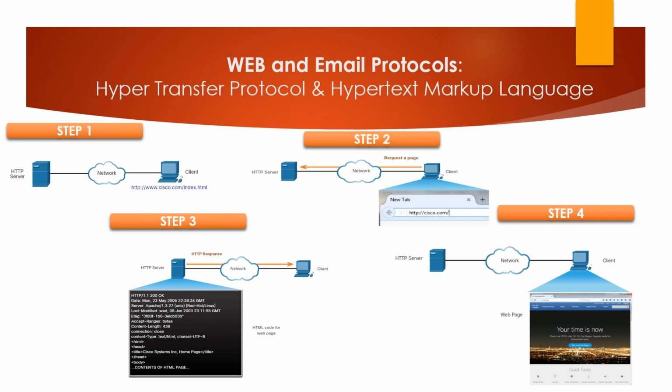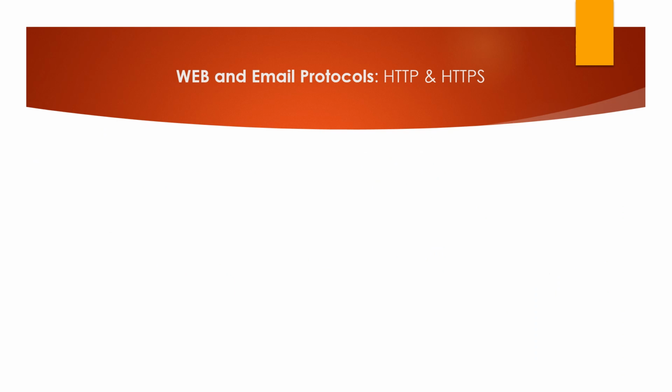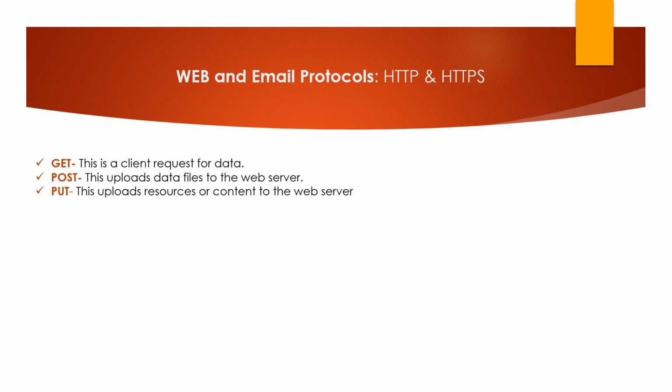But we have to remember that we mentioned there are 2 kinds of protocols: the HTTP protocol and the HTTPS protocol. HTTP is a request-response protocol, and when a client, typically a web browser, sends a request to a web server, HTTP specifies the message types used for that communication. The 3 common message types are GET, POST, and PUT.